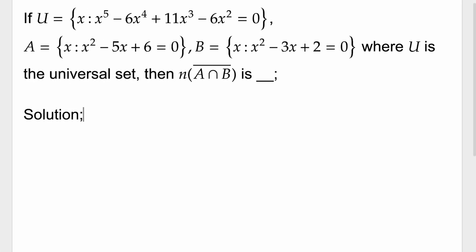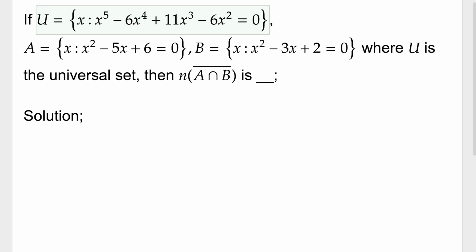So we have a problem statement here. If this set is represented by this uppercase letter U, and here it is mentioned that x is the element such that it follows this particular property, that is x to the power 5 minus 6x to the power 4 plus 11x cube minus 6x square equals 0. So we need to resolve this particular equation to get the values for U, and the same holds for A.